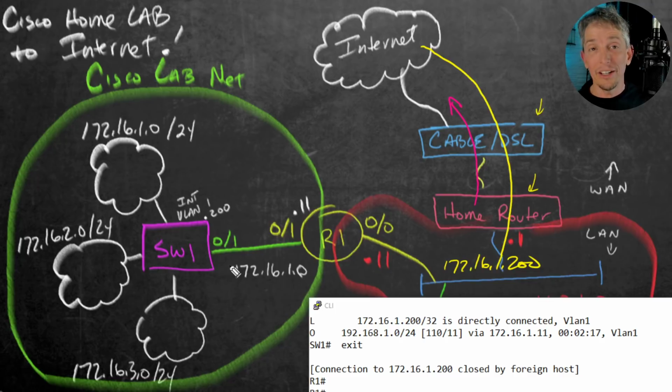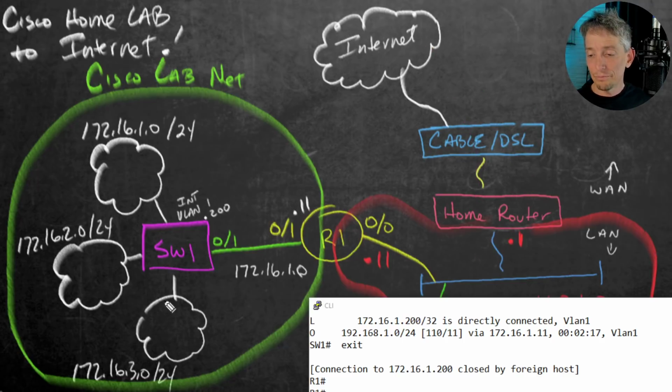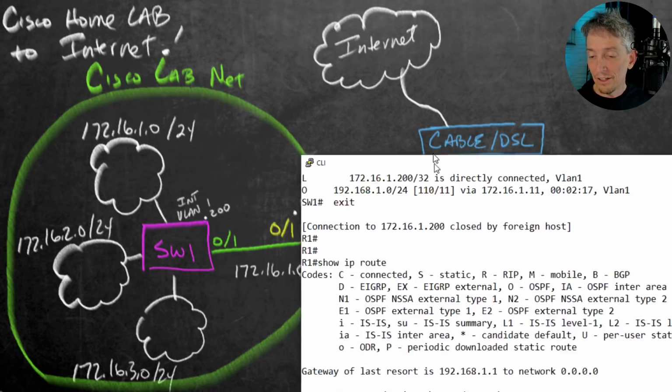And so at that point, the reply won't get back, and switch 1 and your whole Cisco network is not going to have access to the internet. R1 will, because it's on this local network that the home router knows how to reach, but all these guys don't. So to solve that, and this is what we're going to do next, let's test the ping and verify it fails.